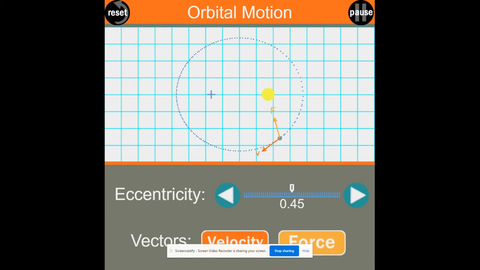Now, what I want you to notice also is that as it moves around, I want you to watch the size of those arrows. And I want you to also watch for a pattern. When do you see those arrows get larger? And when do you see them get smaller? And again, that's just my internet, I think.